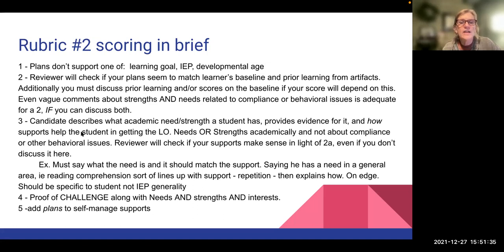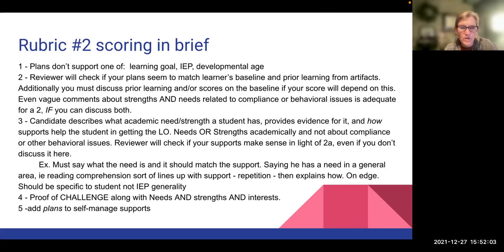Just assuming, again, go with the strength of your evidence and shoot for the highest scores where you have the best evidence. In order to get a 3, you have to provide evidence for a strength or a need. I would say to go for a strength first if you can, because if you have a strength and a need, then you can go for a 4, and I'll talk about that in a minute.